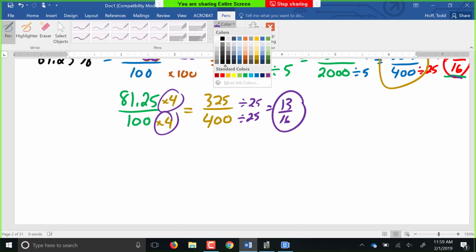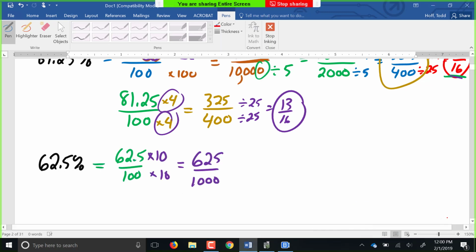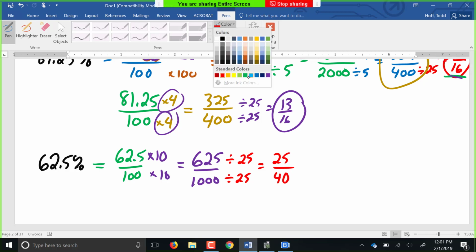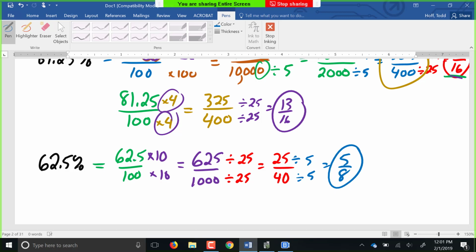So in your notes, I want you to try 62.5%, convert that into a fraction, and we'll go over it in about 30 seconds. Oops. So now that we've got it 625 over 1,000, you might see that both of those can divide by 5, or you might find that they can divide by 25, which will give us 25 over 40. And again, they can both divide by 5 to get 5/8. How many of you had 5/8? Any questions on converting a percent to a fraction? Okay.